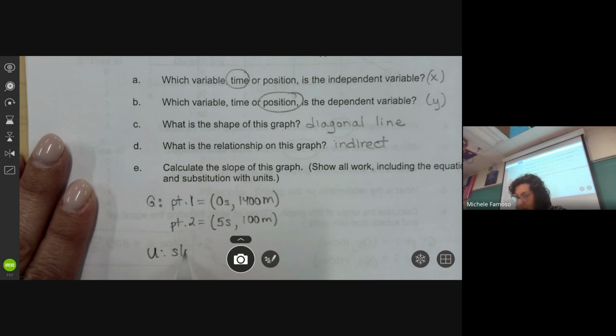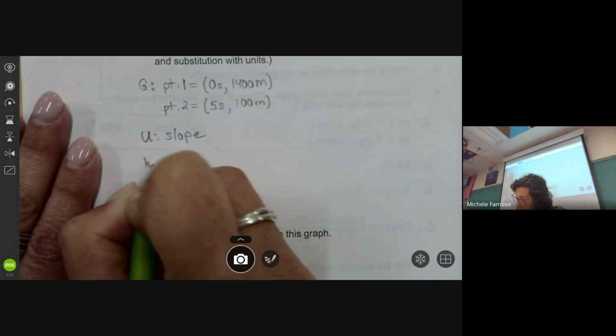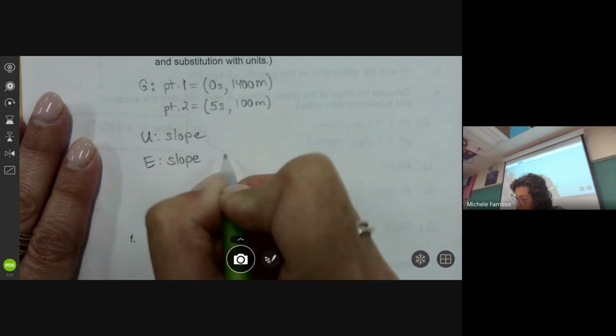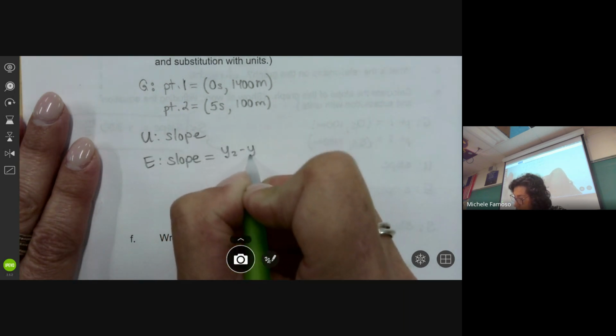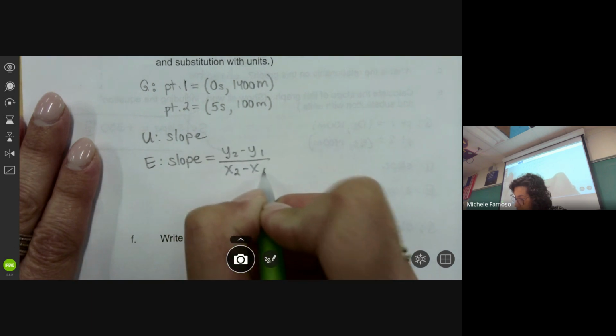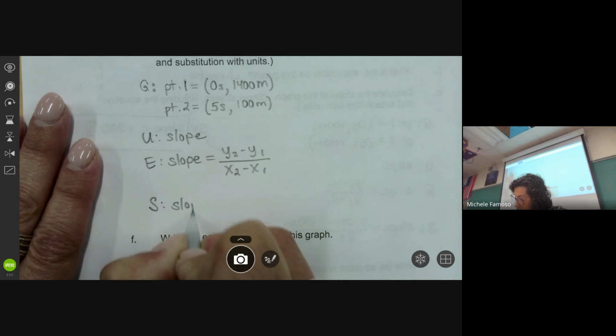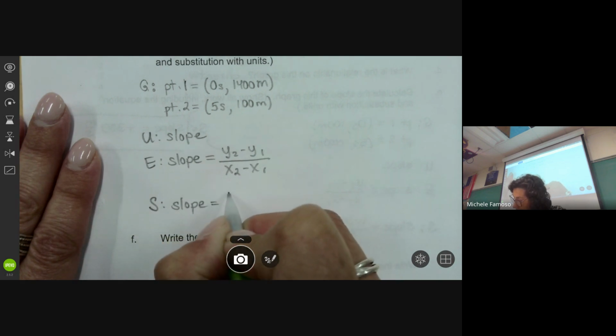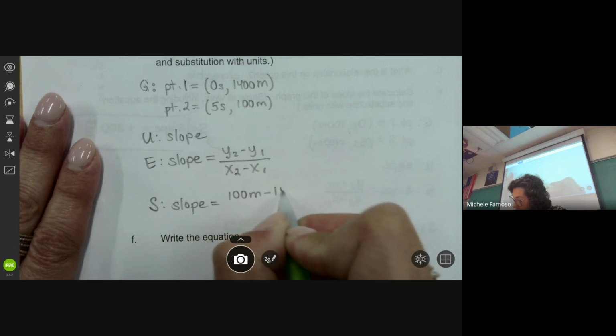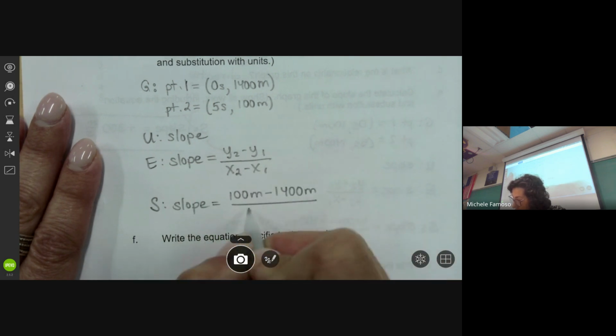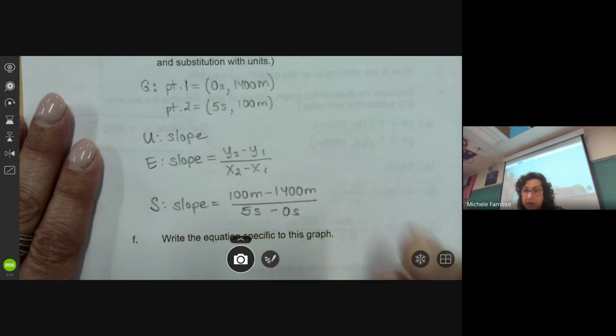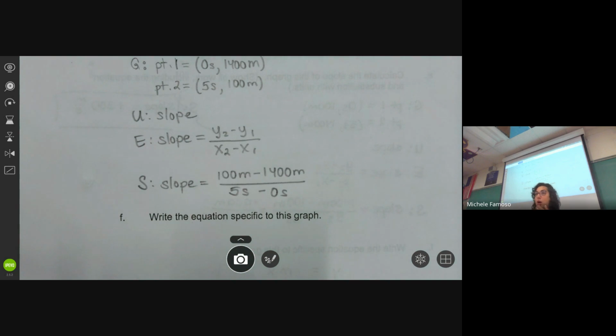My unknown is the slope. We write the same equation we wrote on our reference table yesterday. That slope is y2 minus y1 over x2 minus x1. We then do our substitution with units. That means it would be 100 meters minus 1,400 meters all over 5 seconds minus 0 seconds. Should be in this order. I should see all those things. If you left off one of these m's, the whole thing is wrong. If you missed a unit, you've got to have units after every number.